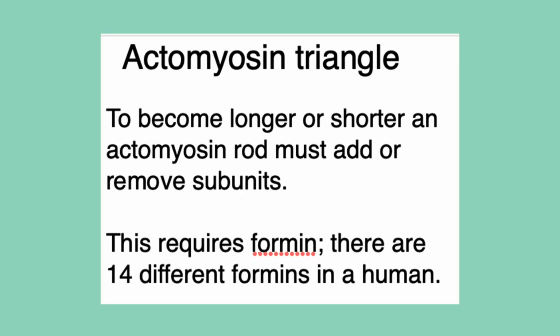The triangle in our model represents actomyosin rods that can push or pull by becoming longer or shorter by adding or subtracting subunits. But adding or subtracting subunits requires other proteins, such as formin. Humans have 14 different formins with different properties. Some have binding sites for GTPases, some do not.